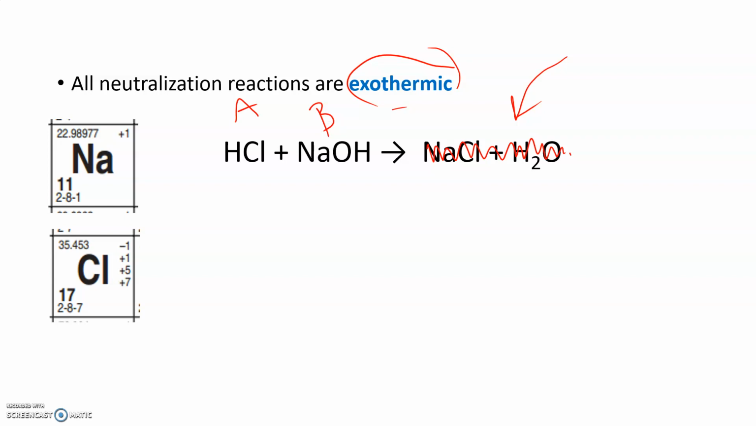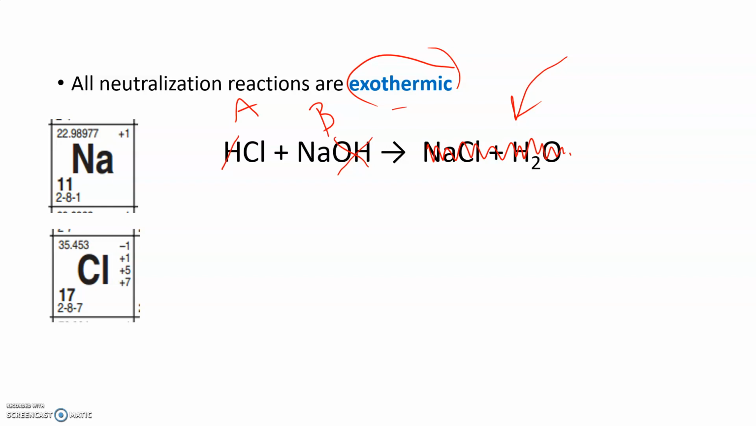I know one of them is going to be water. It's always water, H2O. The other one is going to be some form of salt. So let's talk about where the water comes from first, because that part's easier. All right, so here's what I do. I look at my acid and I look at my base. I take the H from my acid and I cross it out. So the H from the acid, I cross it out. And then I cross out the OH from the base.